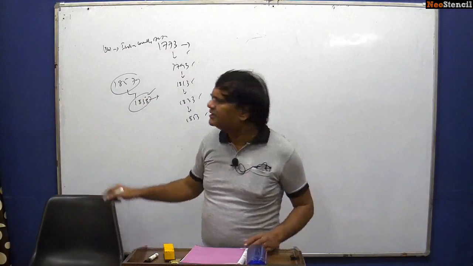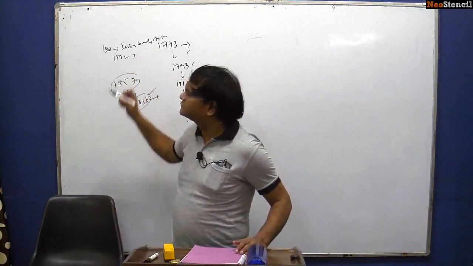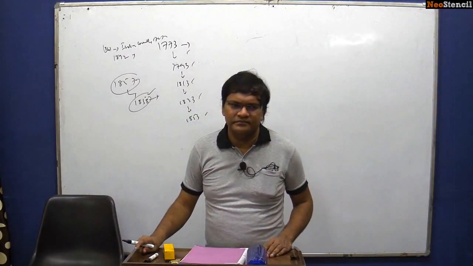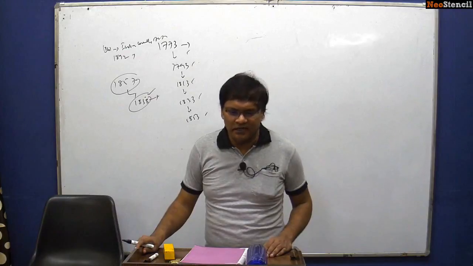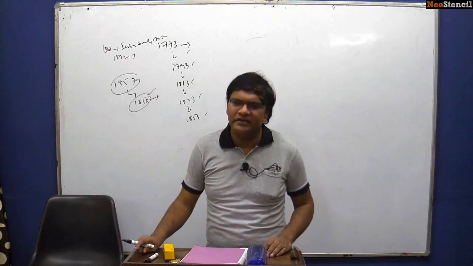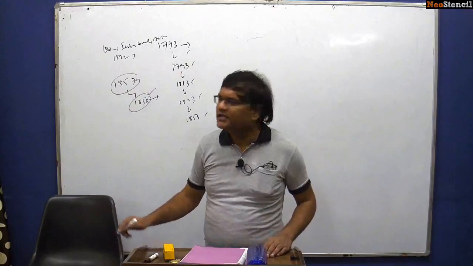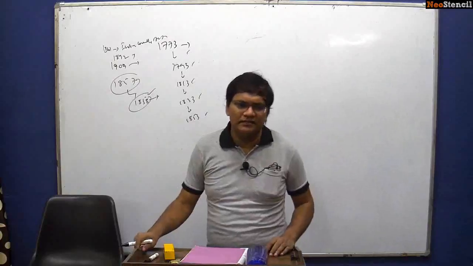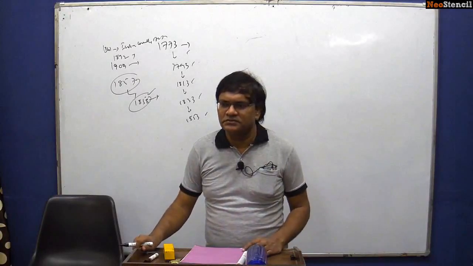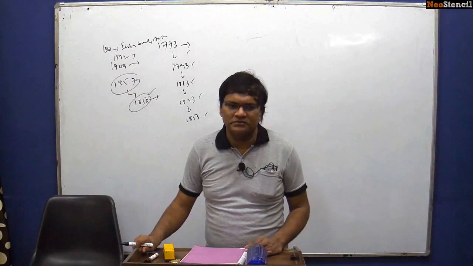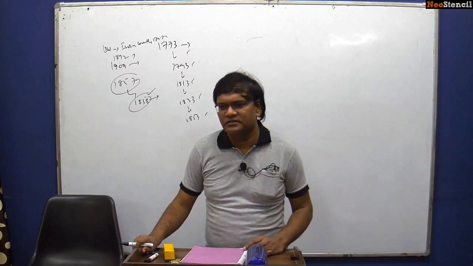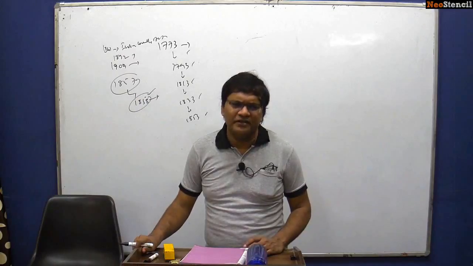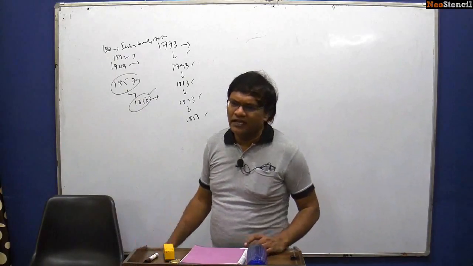Then, after that, 1892, what is it? Indian Councils Act. One more Indian Councils Act was passed, 1892. Then, 1909, what were they called? Morley-Minto reforms, not even reforms, changes only. 1909.